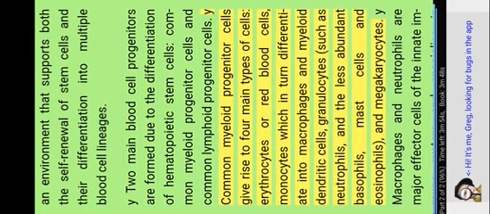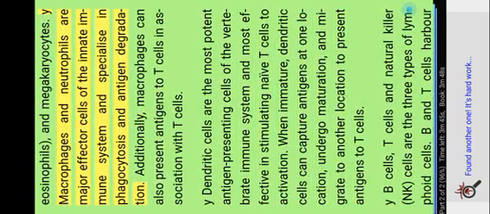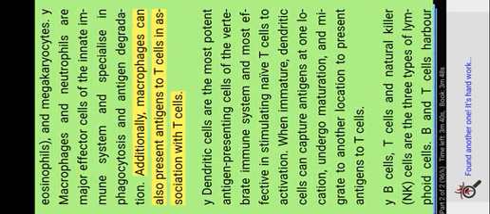Common myeloid progenitor cells give rise to four main types of cells: erythrocytes or red blood cells, monocytes which in turn differentiate into macrophages and myeloid dendritic cells, granulocytes such as neutrophils, and the less abundant basophils, mast cells and eosinophils, and megakaryocytes. Macrophages and neutrophils are major effector cells of the innate immune system and specialize in phagocytosis and antigen degradation. Additionally, macrophages can also present antigens to T cells in association with MHC.